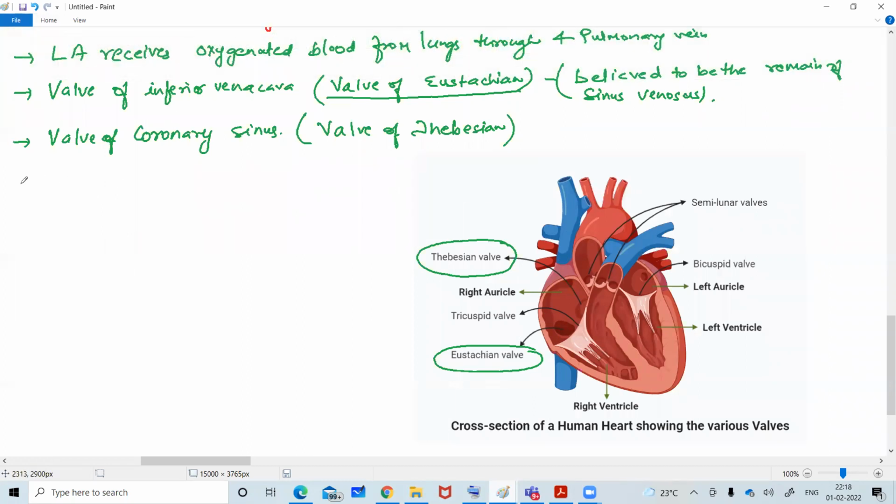Now, next, is there any valve in the pulmonary vein and the superior vena cava? Answer is no, because they are coming from the upper part of the body, and they don't need a valve because the blood is going, not against the gradient, it's going as per gravity. That's why there is no need of valve. So you can say that no valve in pulmonary vein and superior vena cava.